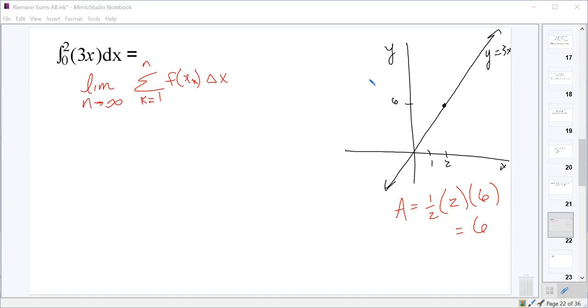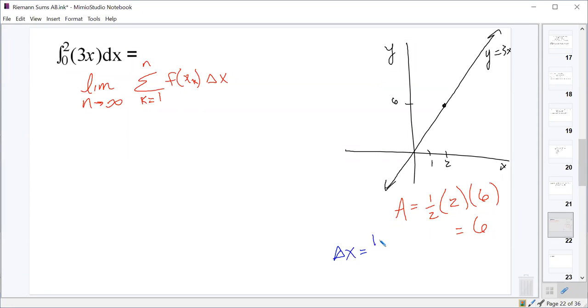So we know what a limit is, right? And we know how to do a limit as we go towards infinity. We understand what a summation is now, a little bit at least, hopefully. But we don't know what delta x is, and we don't know what x sub k is, right? So we know what f of x is. f of x is 3x, but we need to figure out what x sub k is and delta x. And so I'm going to give you guys, first off, delta x.